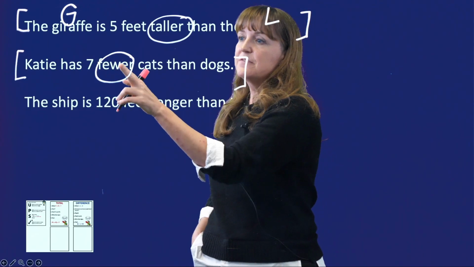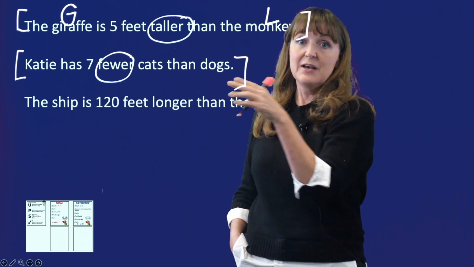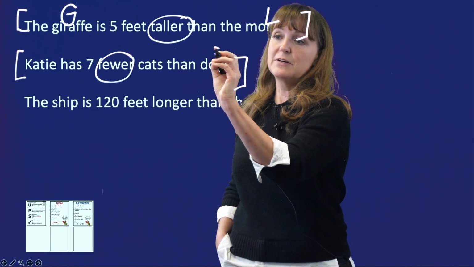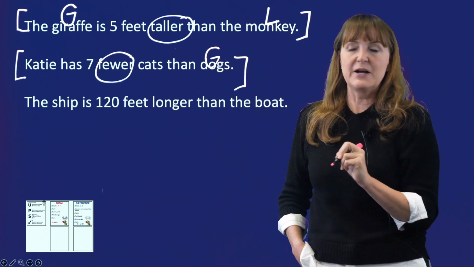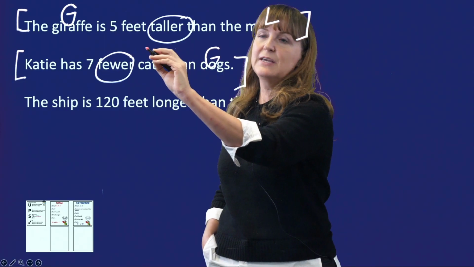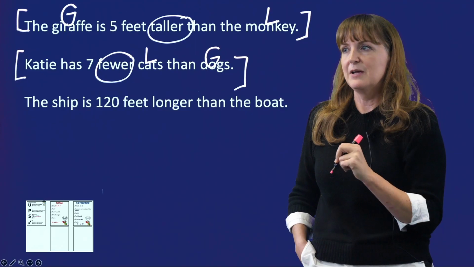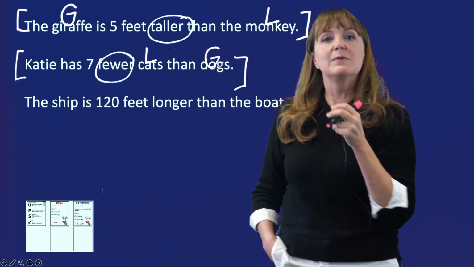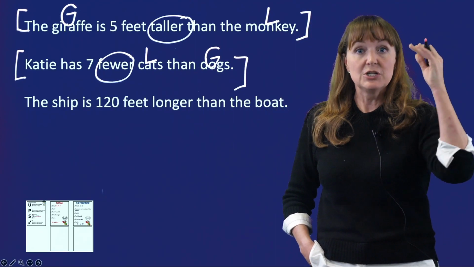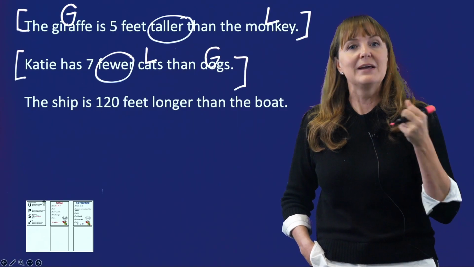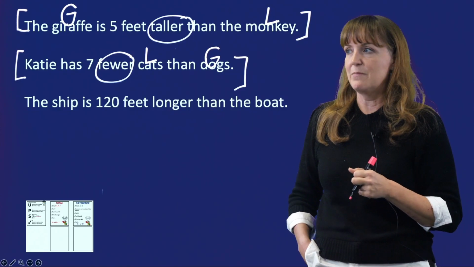And so if Katie has fewer cats than dogs, I'd ask students, well, which is the greater amount? Hopefully students would be able to tell us dogs, so I'd go ahead and write a G by dogs. And what's the lesser amount? Cats. That would be an L for the cats, the lesser amount. And once I know that, it's going to be really easy to fill in that equation, G minus L equals D, because I've already identified the greater amount and I've already identified the lesser amount.